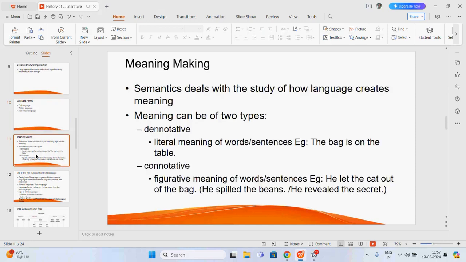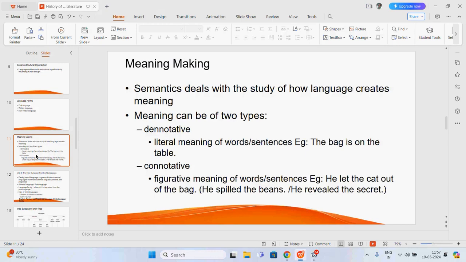The next slide is important. We will discuss more about semantics, as I told you, when we take up the course, the structure of modern English, where we will study phonology, morphology, etc. For now, let us understand how meaning can be of 2 types and how semantics deals with the study of how language creates meaning. What are these 2 types of meaning?